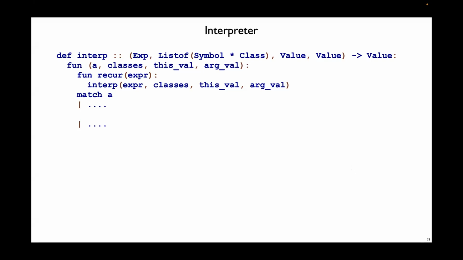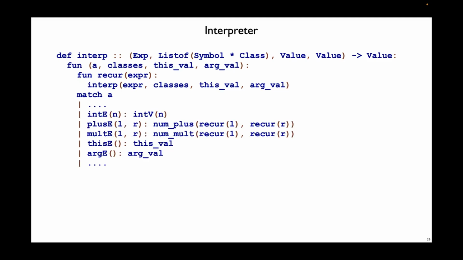Time to implement interp. We've got our 4 arguments on the top, and the first thing we do here is create a helper function called recur, and we use this to recur on a new expression while keeping the same arguments, classes, same this, and same argval.